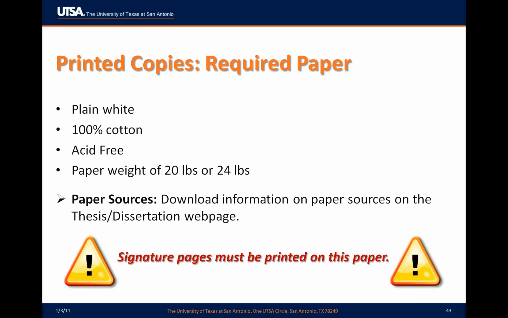Why do you need 2 copies of your signature page? Because you're turning in 2 copies of your thesis or dissertation, and each copy needs to have a signed signature page included with it. So make sure you get your paper ahead of time. If you have questions on that paper, make sure you look at the paper sources sheet on our website. You can also send me an email to verify that you got the right kind of paper. That's fine.